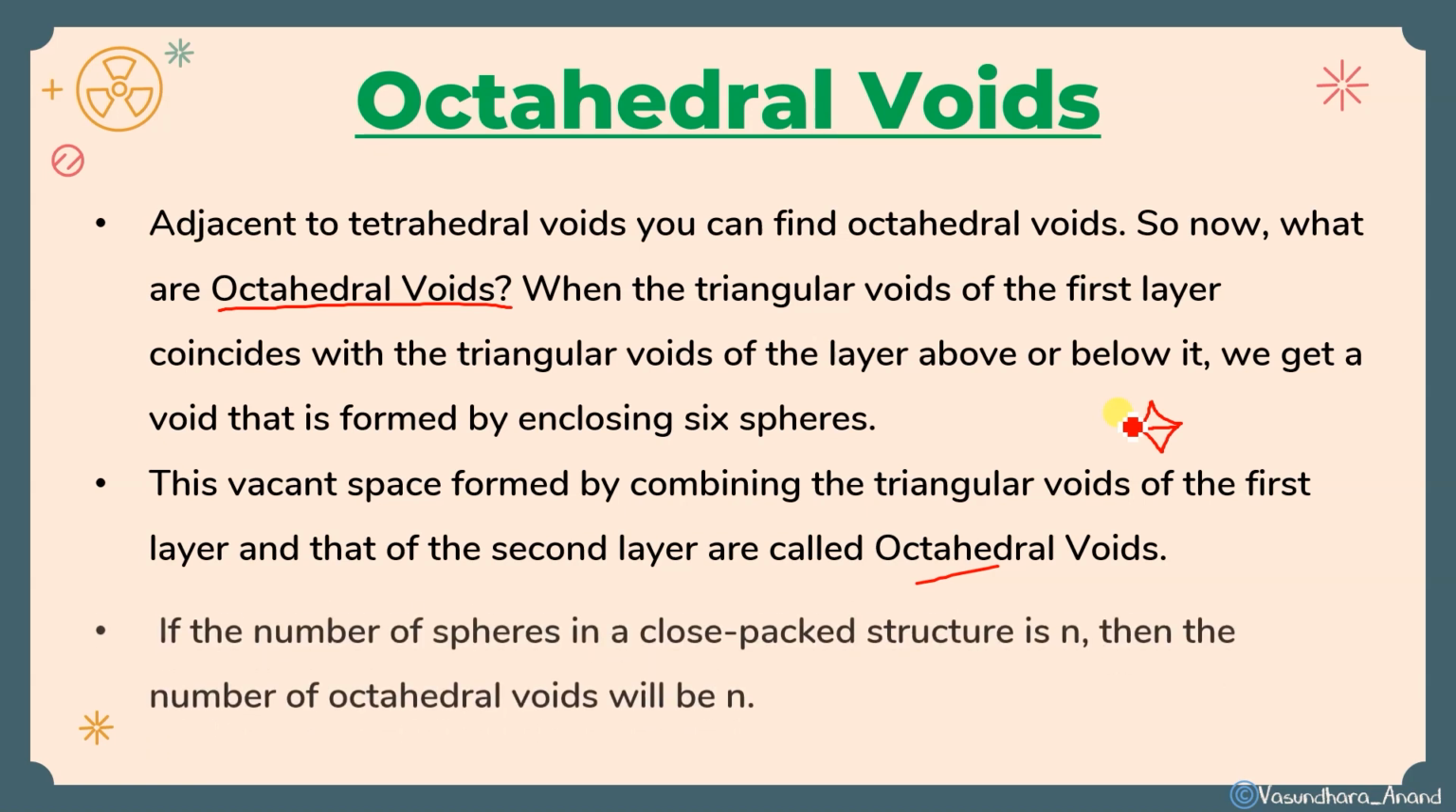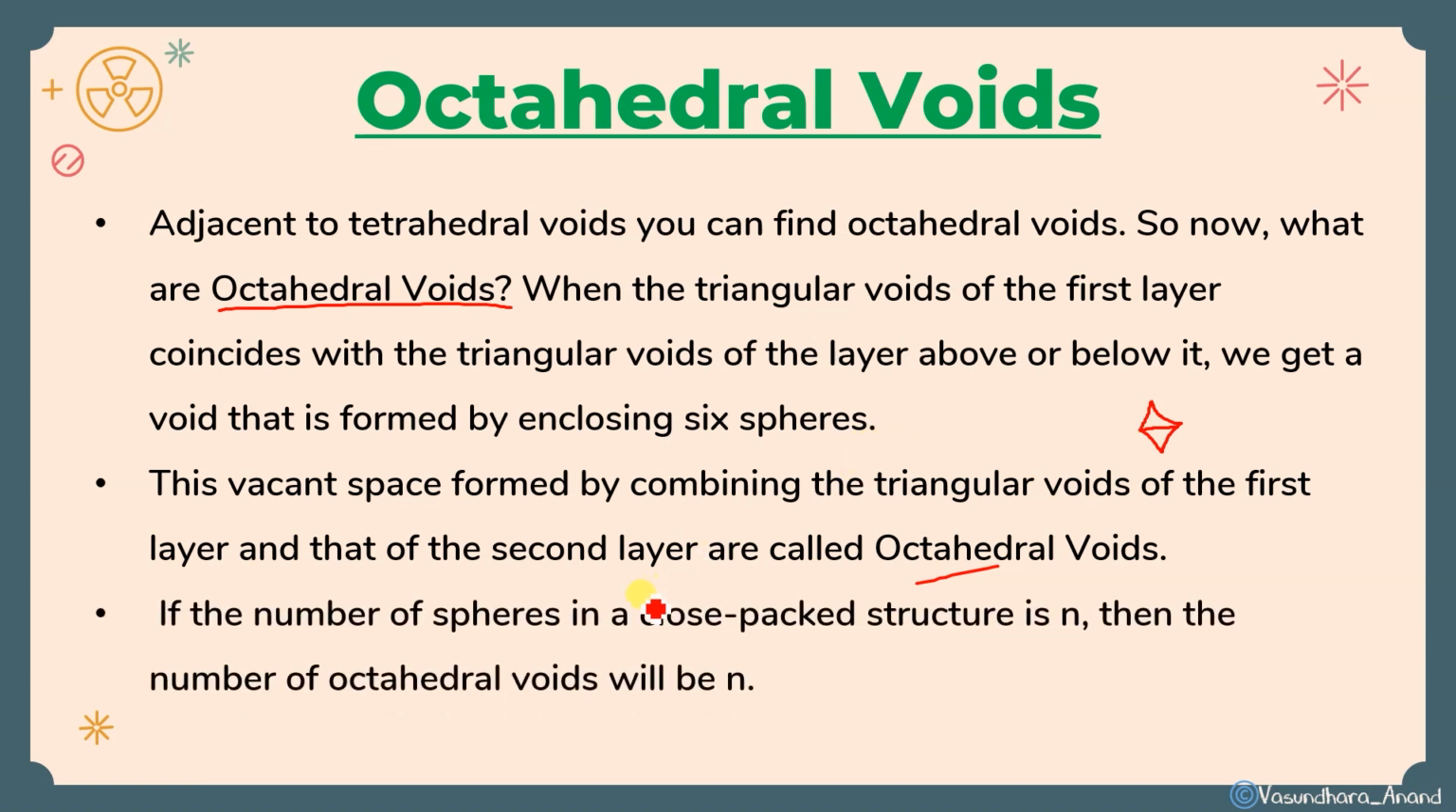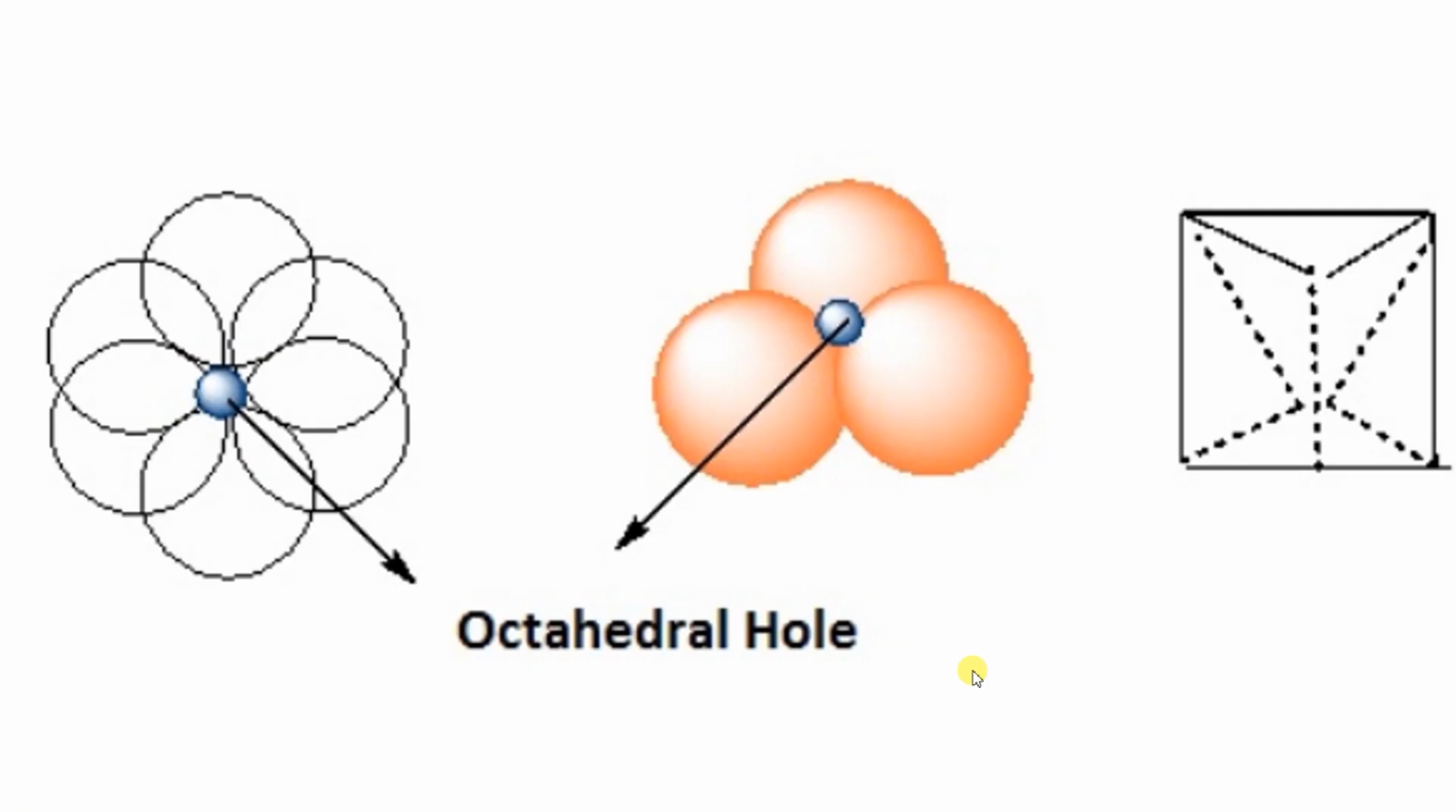And the formula is, if the number of spheres in the closed packed structure is n, then the octahedral voids will be equal to the number of spheres present in that. Number of spheres means the rank of the unit cell, that is denoted by Z, or you can say n. Like FCC, it is 4, CCP, it is 4. Similarly, now see this. This one is layer 1. And if I'm going to keep this above this, this will give you an octahedral void.